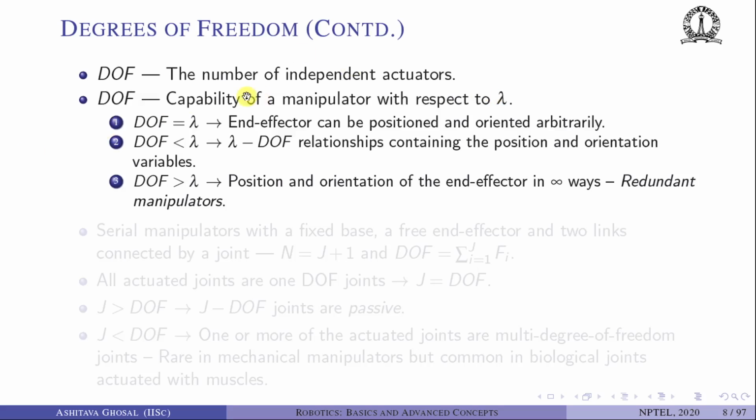The degree of freedom also indicates the capability of the robot or the mechanism with respect to lambda. If degree of freedom is equal to lambda, the end effector can be positioned and oriented arbitrarily in that space. If degree of freedom is less than lambda, then there are lambda minus degree of freedom relationships containing position and orientation variables. For example, if you have a motion in a plane, so lambda is 3, but the degree of freedom is 1, let's say, then I cannot achieve all x, y, and phi.